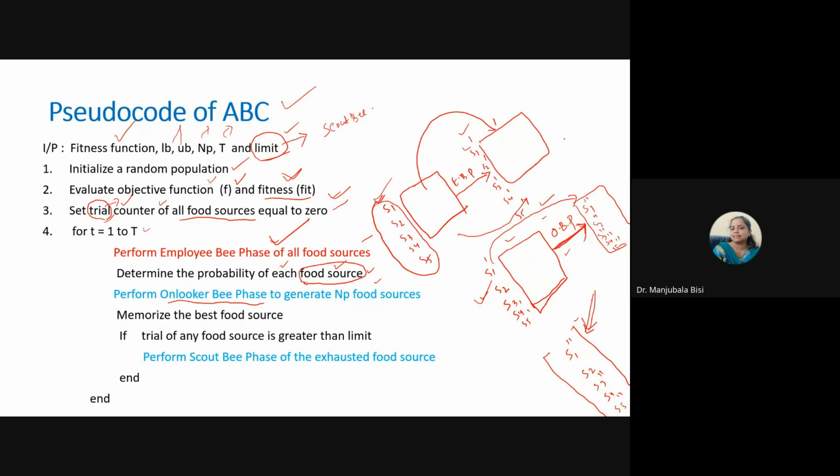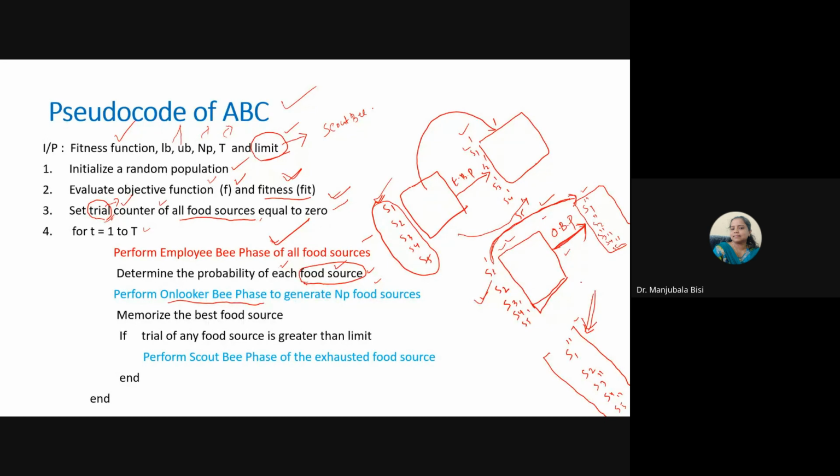In between that, we have to update the trial counter, right? Suppose between S1 dash and S1 double dash, we find that S1 double dash is better. That means whatever modification we have done, there is no failure; we got a success. That means we are able to achieve a better solution by applying the onlooker B phase. So the trial counter associated with the solution will be reset to 0. That is the purpose of the trial counter.